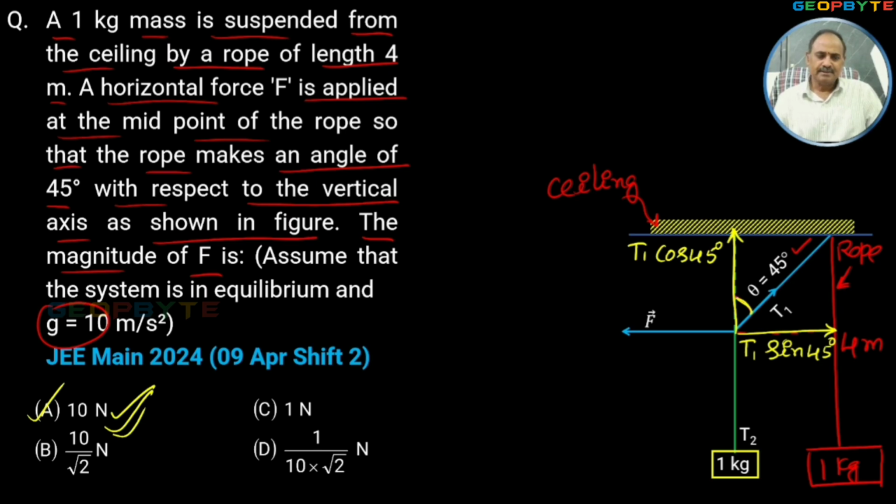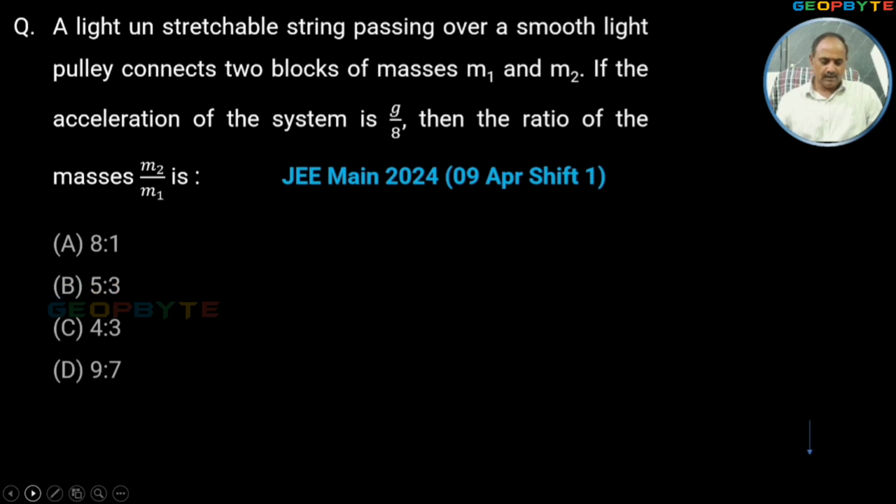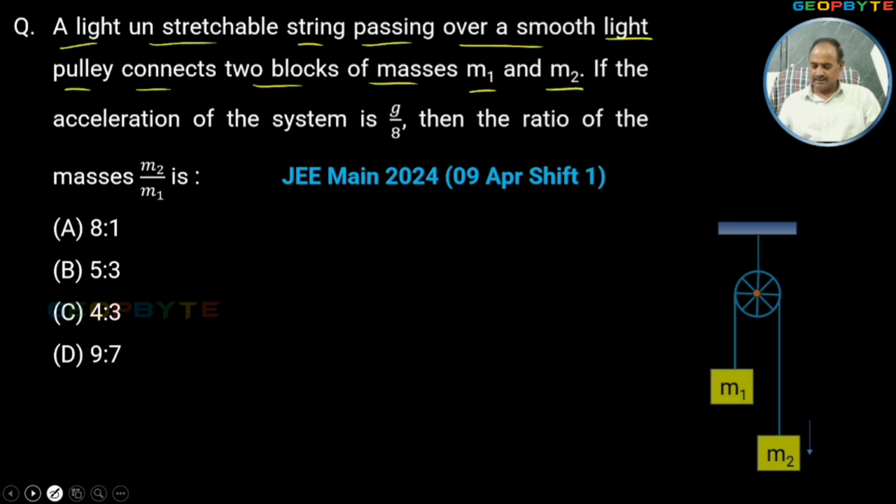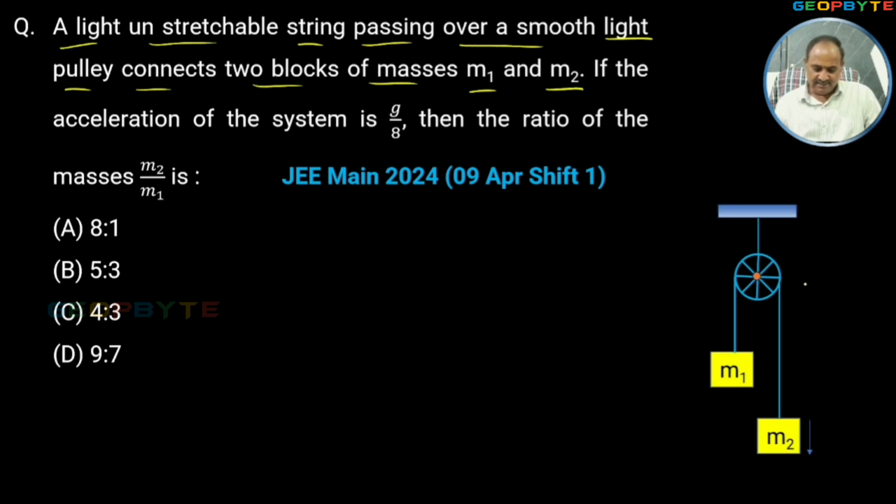Understood clearly? Yes. Then let's take the second question. Try to read it clearly. It is asking like this. A light unstretchable string passing over a smooth light pulley connects two blocks of masses M1 and M2 like this. Look at the diagram. This is the unstretchable string or rope, meaning it is not going to elongate or contract. Look at the two masses M1 and M2.